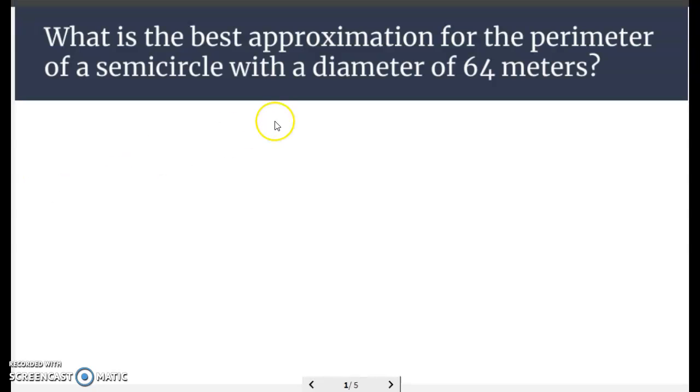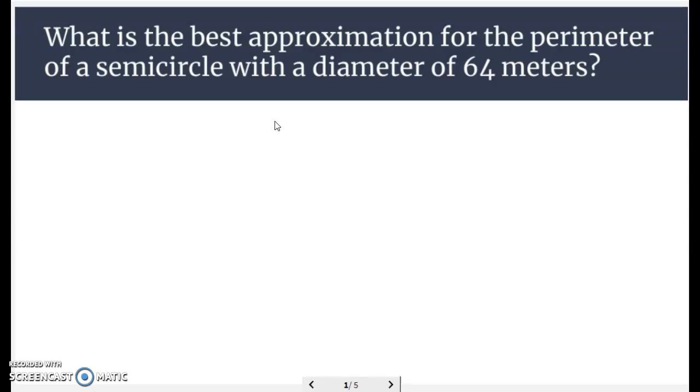Welcome back, everybody. In this video we're going to be talking about perimeters of figures that are composites of rectangles, circles, semicircles, and so forth. Start off with this example. What's the best approximation for a semicircle with a diameter of 64 centimeters? Here's a rough sketch of it.